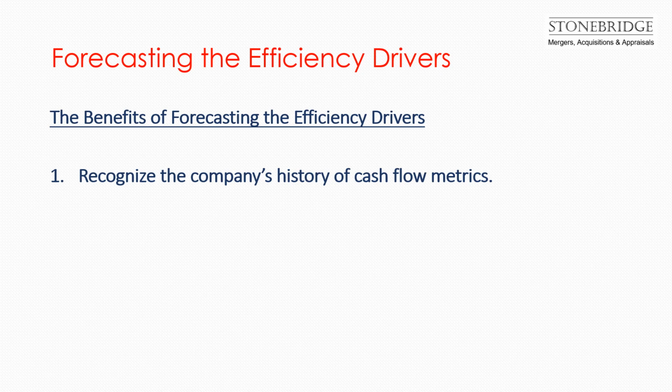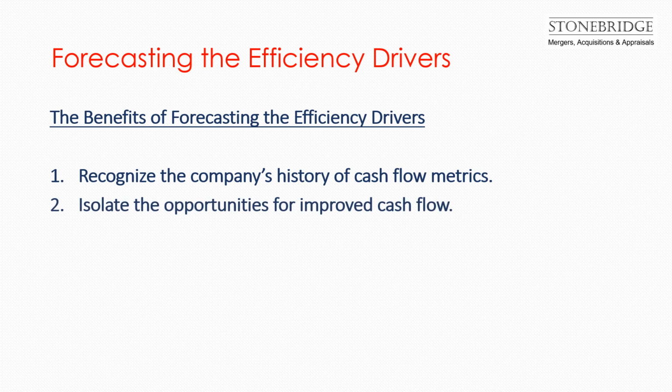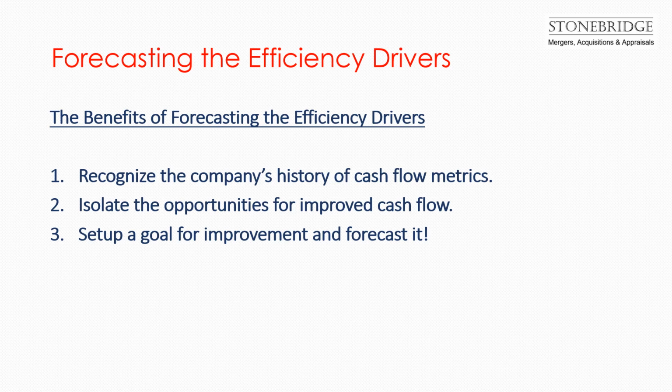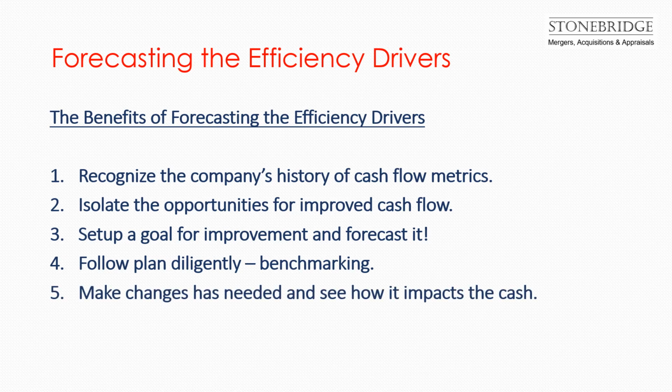Forecasting begins by recognizing first where you have been and isolating the precise dollars of lost cash. Set up goals and forecast them. Continue measuring the variances and make changes as necessary, and see how the cash is impacted. This is the roadmap to future success. Every successful company has a good roadmap.